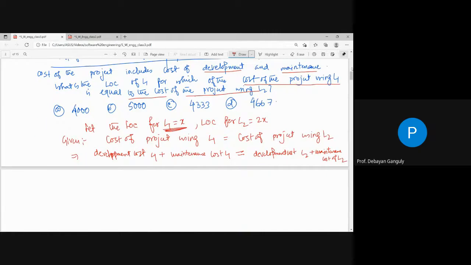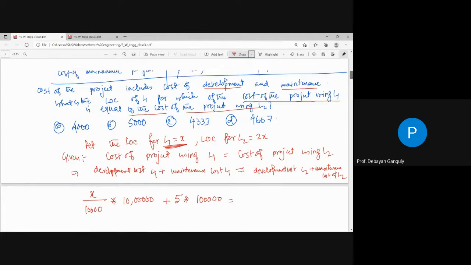So what is the development cost? This is X by 10,000 multiplied by 10 lakhs. If I am wrong, then you just tell. And 5 years is maintenance, and for each year the maintenance cost is 1 lakh. Similarly, development for L2, the number of lines of code is 2x.